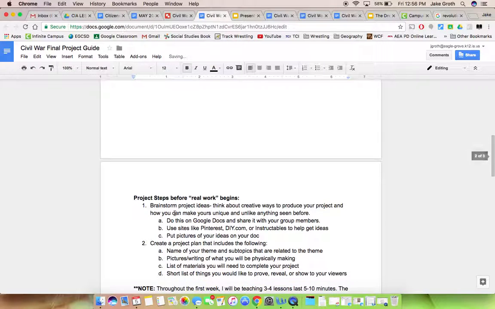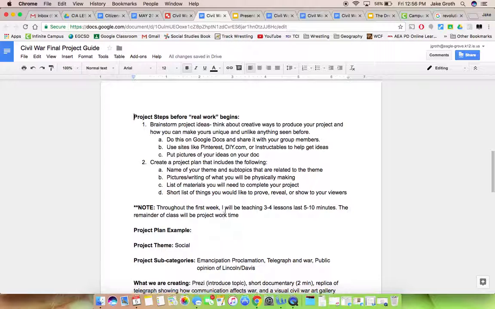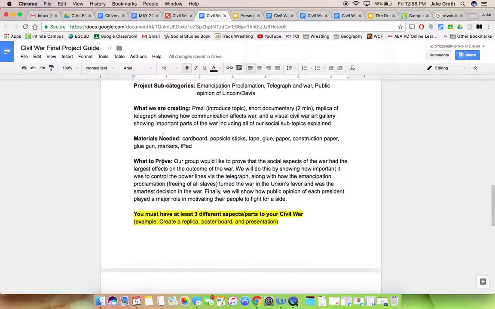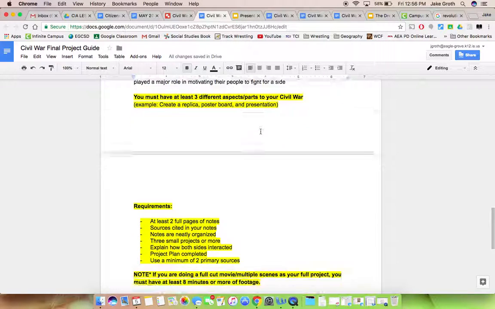The project steps before the real work begins. We've talked about the brainstorming. We've gone through that. Creating your project plan. When I approve the project plan, you're good to go and you can start taking your notes. Materials and all that stuff here. Here are the do's and don'ts. You have to have 3 different aspects of your project, 3 different parts. So an example would be creating a replica, a poster board, and then having a presentation. You could do that. That's fine.